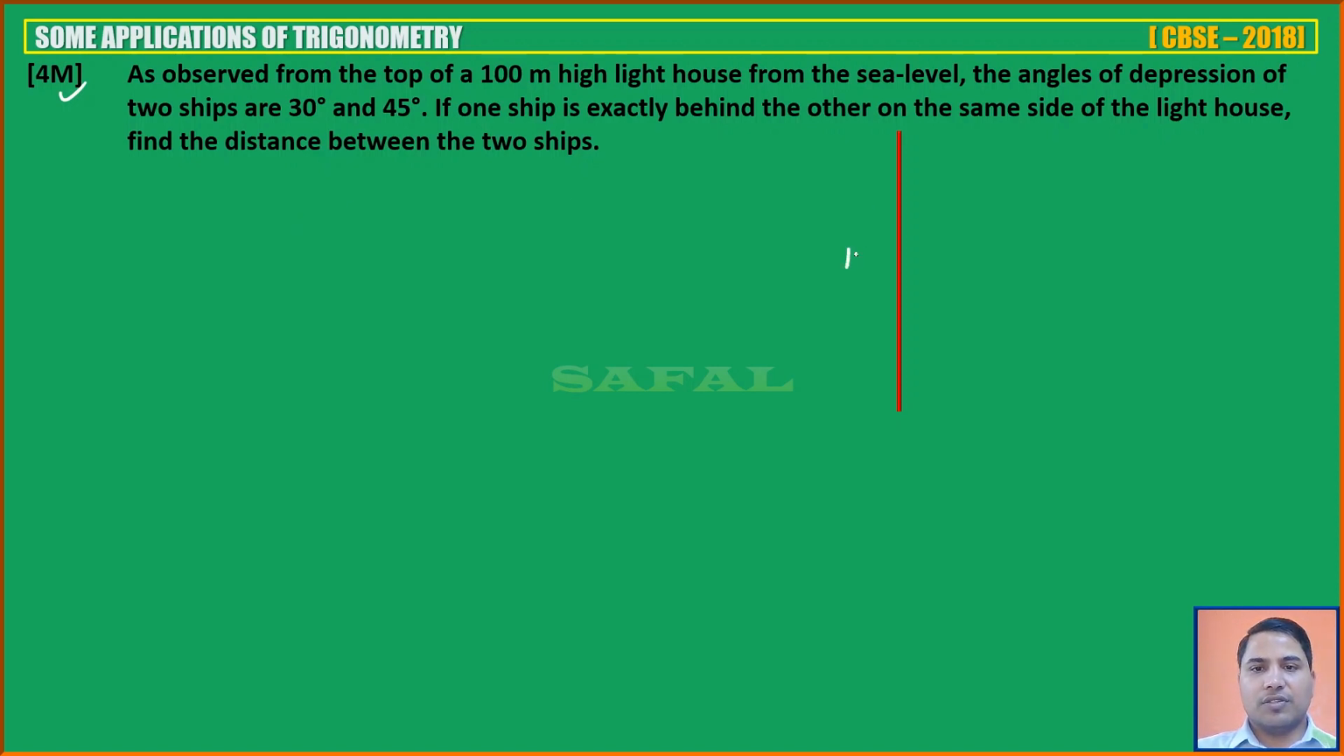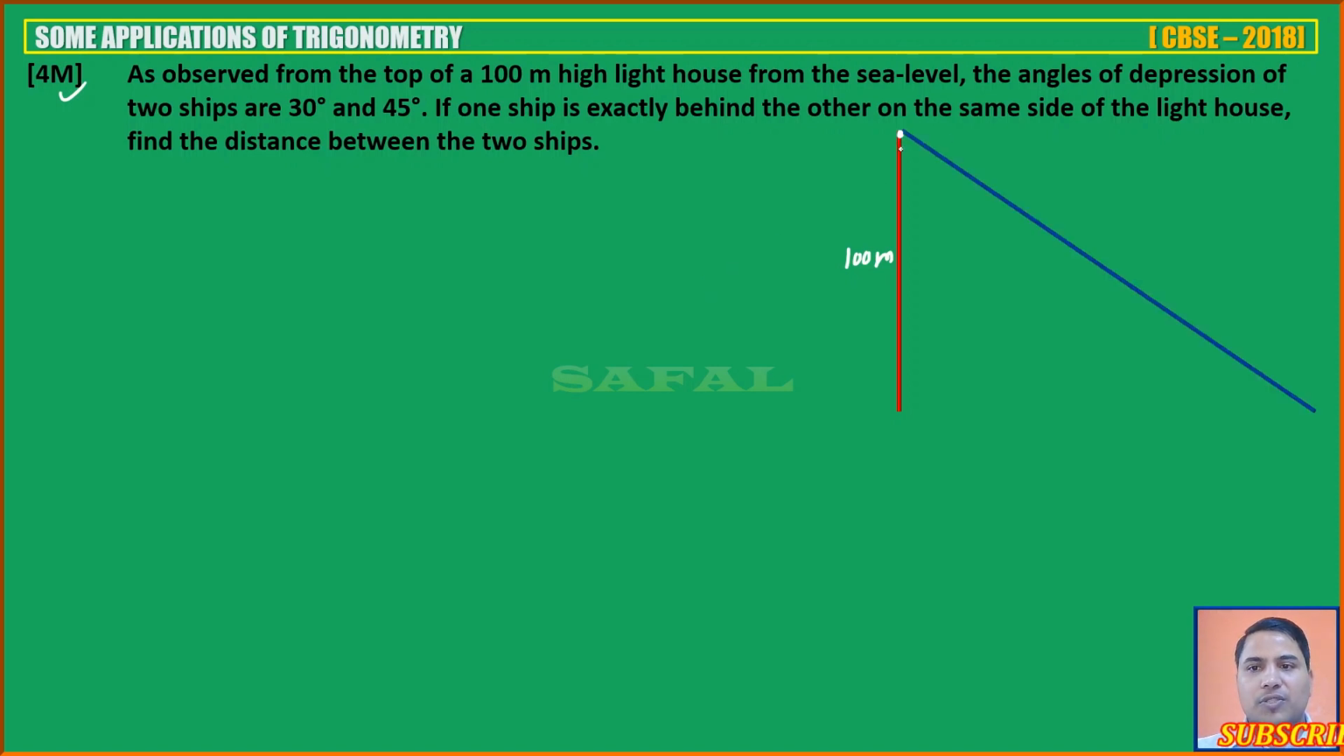So this is the lighthouse, 100-meter high. Now the observer is at this position, white spot. The angle of depression of two ships are 30 degree and 45 degree. If one ship is exactly behind the other on the same side of the lighthouse, find the distance between two ships.